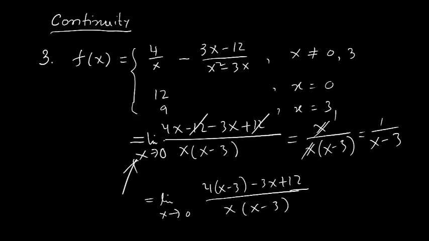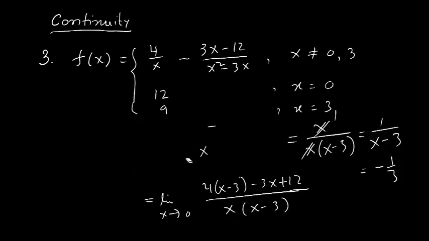So limit x goes to 0. Now when you plug x goes to 0 here, you have negative 1/3. You can put limit in front. So negative 1/3 is the limit of this function when x is 0. So we got the limit.